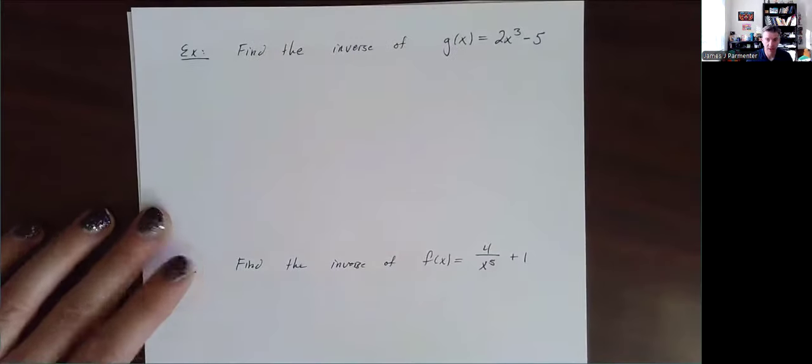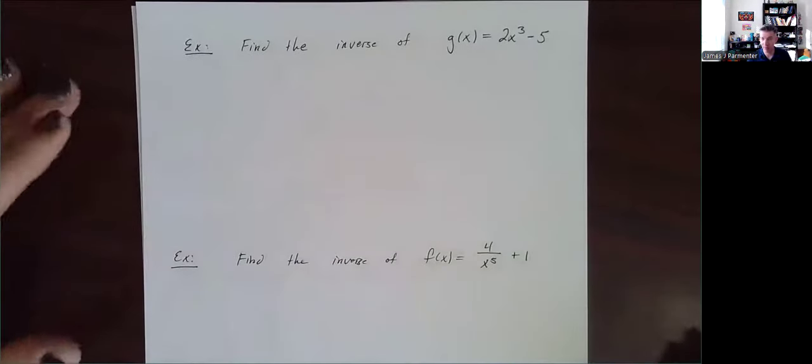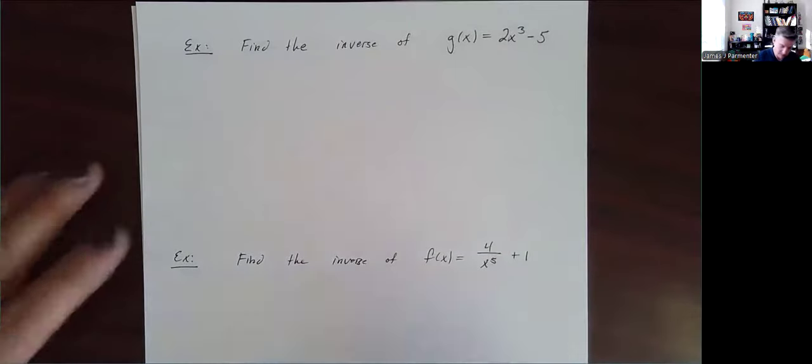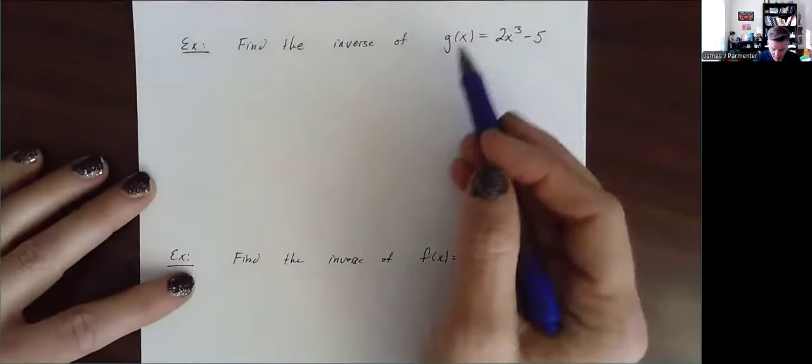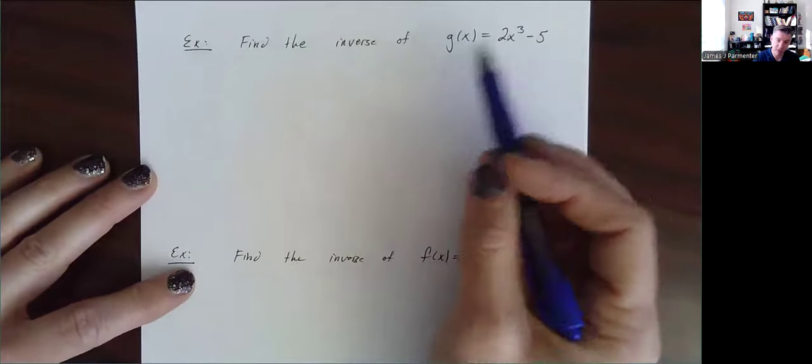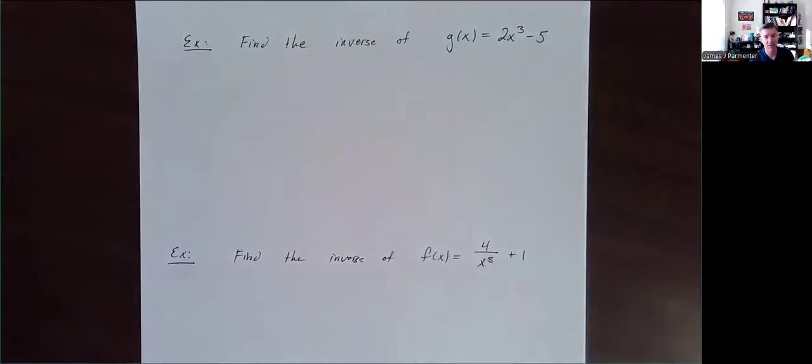So let's find the inverse of g of x equal to 2x cubed minus 5. Same 4 steps. I will point out that typically, as long as the polynomial that this function is equal to is only odd powers of x, it's usually pretty safe to just do what we're about to do. We'll talk about an even power example a little bit later.